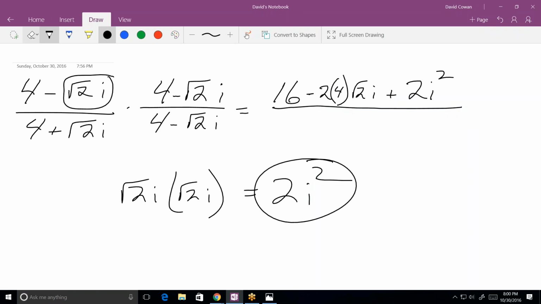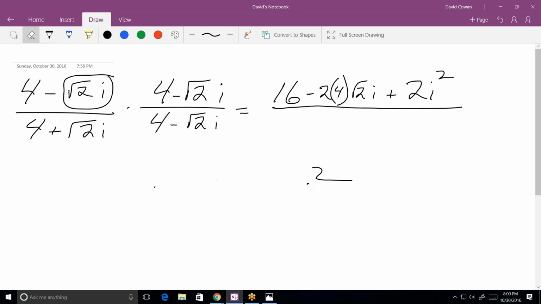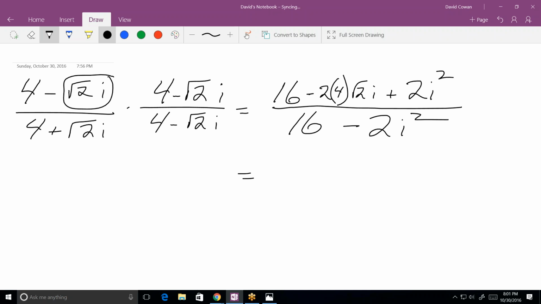Now the bottom is what? Let's see. 4 times 4 is 16. And then would that be just plus or minus 2i squared? Yes. Very good. Now simplify the top. Starting here. Squared, it's negative 1, so that'd be 16 plus 2. Minus 2. Or minus 2, which would be 14. Okay.